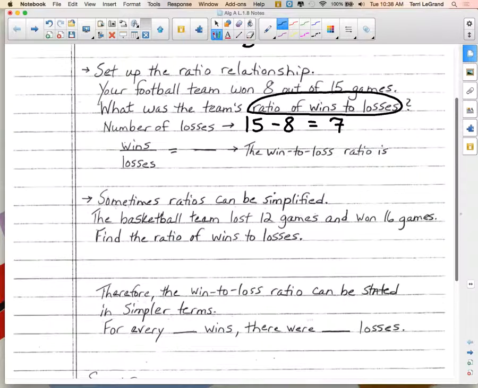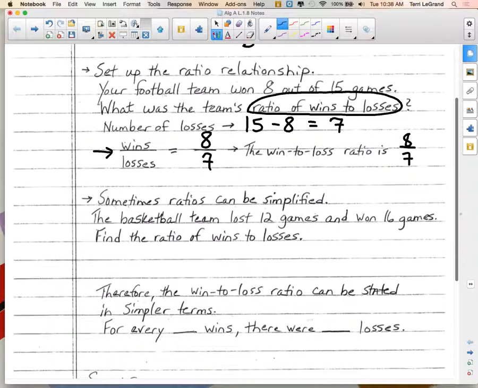So when we set up our comparison, our ratio of wins to losses, what's going to go upstairs? What's going upstairs in our ratio? And how many is that? 8. They won 8, and they lost 7. So the win to loss ratio is, can that be simplified? Can 8/7 be simplified? No, so we would just say the win to loss ratio is 8/7.